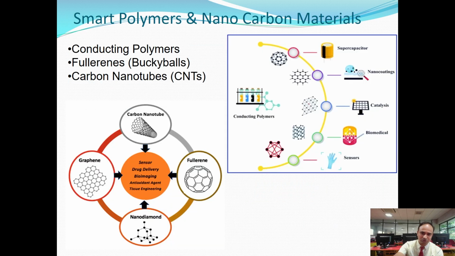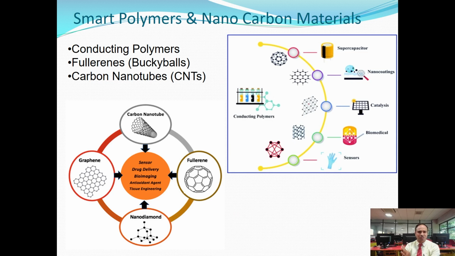You're going to focus on this, and after that we're going to study smart polymers and nanocarbon materials. Smart polymers, and we know that with different types of polymers we are using nowadays, starting from insulator to conductor, semiconductor, photoconductive polymer, transparent polymer. We are using fibers, we are using cushions, and a number of different applications of polymers are there.